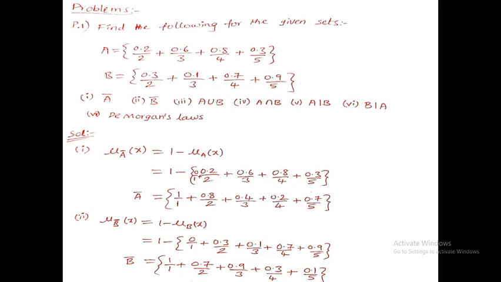Find the following for the given sets. The given sets are A and B. A is equal to 0.2 by 2 plus 0.6 by 3 plus 0.8 by 4 plus 0.3 by 5. It means here at point 2 the corresponding value is 0.2. At point 3 the corresponding value is 0.6. At the 4th point in set A the corresponding value is 0.8. At the 5th point the corresponding value is 0.3.